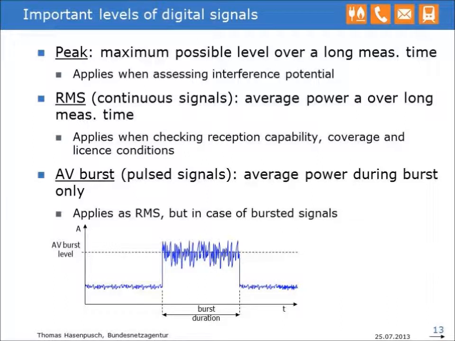So if we have a pulse here, a burst, then this average level is the interesting level that we want to know, not the average including the pauses.